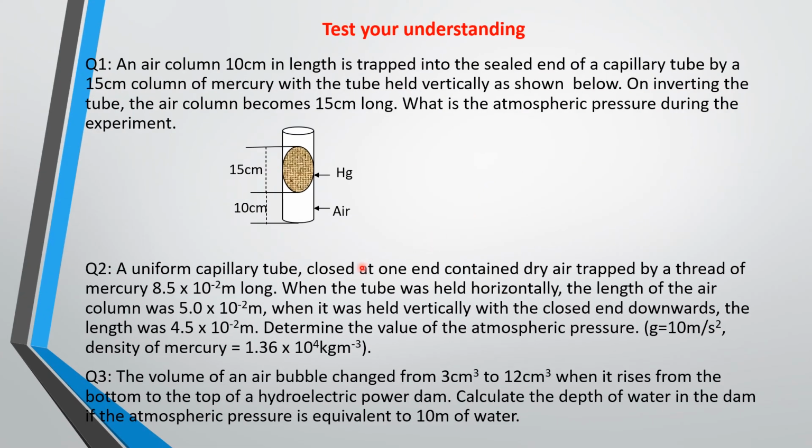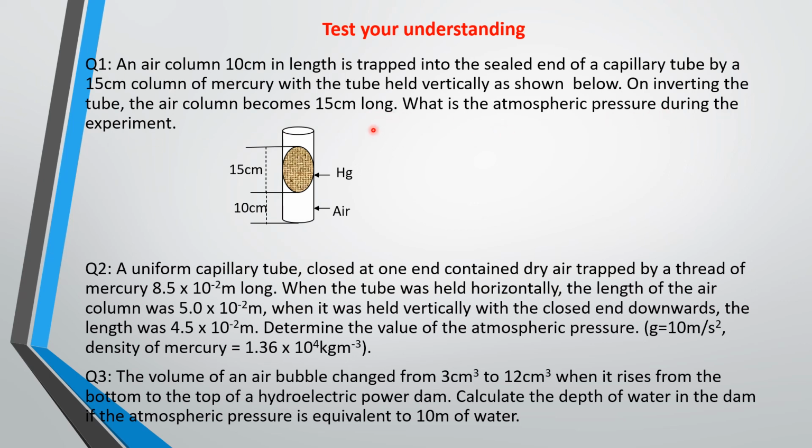So please, this is our test page. As I always said, please don't skip it. Try and go through these questions and solve them. An air column 10 centimeters in length is trapped into the sealed end of a capillary tube by a 15 centimeter column of mercury with the tube held vertically as shown below. On inverting the tube, the air column becomes 15 centimeters long. What is the atmospheric pressure during the experiment?